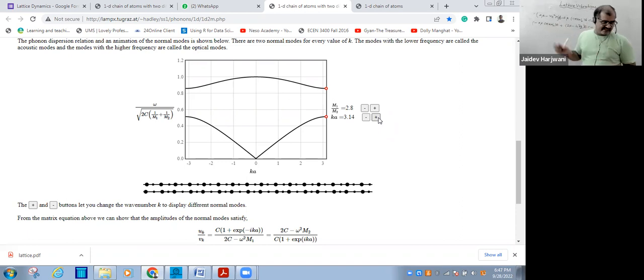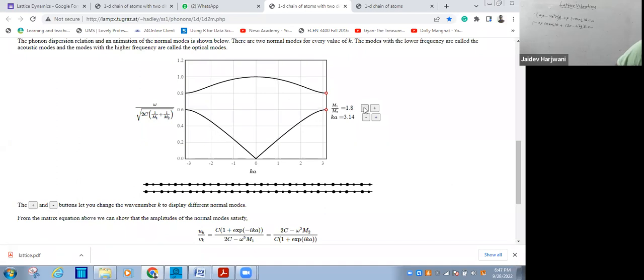I also told you that if the difference of masses increases, then the gap also increases. If the difference of masses reduces, then there is no band gap, and both branches merge. So let us stop this.